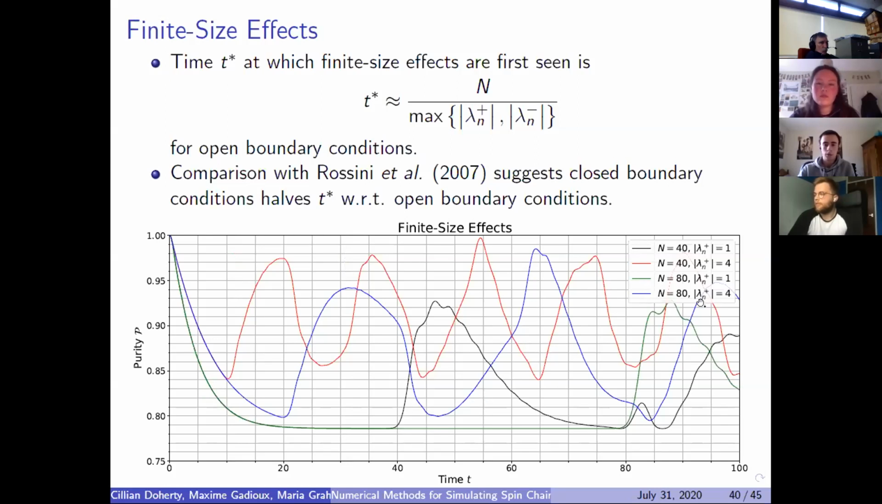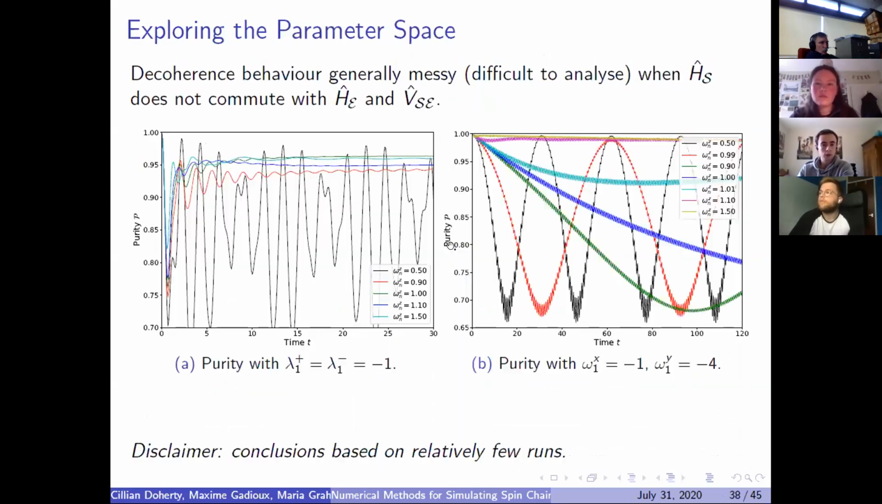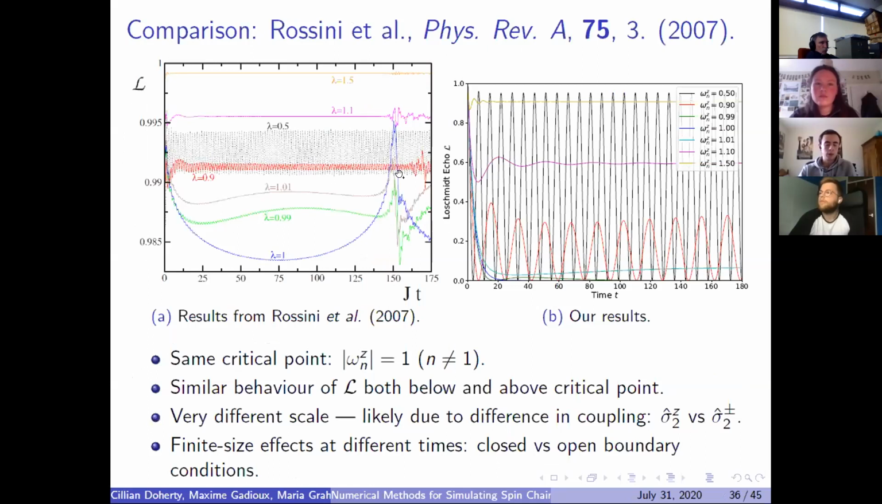And then for lambda n plus equals 4, these are divided by 2. So this is the reason I think this is the correct formula. Now this holds for open boundary conditions. For closed boundary conditions, we think this is just divided by 2. But if I come back to here, we see finite size effects at t equals 150, and lambda n plus and minus were 1, but the spin chain had a size of 300, so that wouldn't make sense.